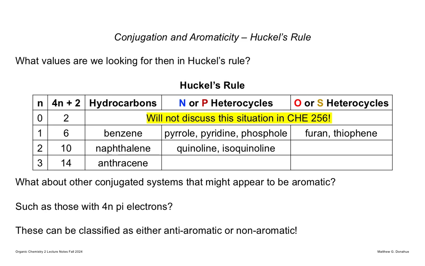So here are those rules. When n equals 0, that gets you 2. We're not going to talk about those in this class. That's more beyond this class. But they do exist. When n equals 1, we have 6 pi electrons. That's benzene. The nitrogen or phosphorus heterocycles: pyrrole, pyridine, phosphole. Oxygen or sulfur: furan or thiophene. Then you can get up to 10, 14, etc. These other things, we're not going to discuss really.